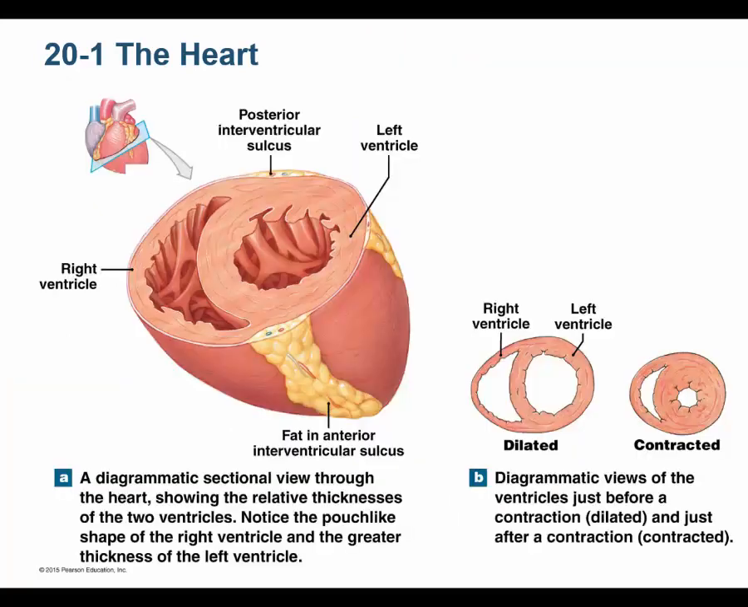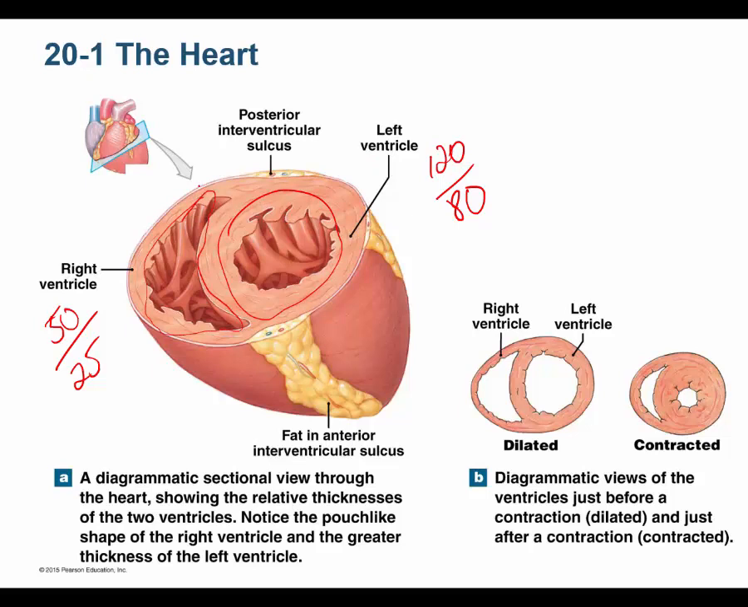And when I say high pressure, it's relatively high pressure. The pressure of the right ventricle is about 50 over 25, 50 systolic, 25 diastolic. And the left ventricle is 120 over 80. That's the one you probably know. So you can see the right ventricle is not under as high a pressure as the left ventricle. But there's still quite a bit of pressure in there. 50 millimeters of mercury is quite a bit of pressure. And those chordae tendineae keep the valves from inverting. All right, so this is a cross section of the heart showing you the muscles. It's showing you that the left ventricle has really thick muscles, and the right ventricle has real thin muscles.